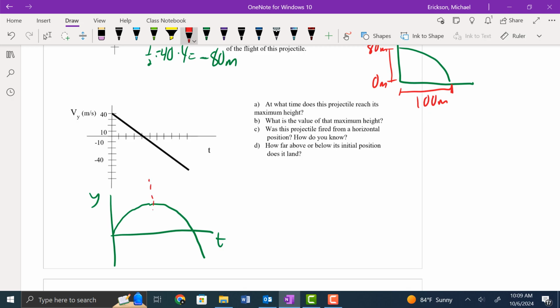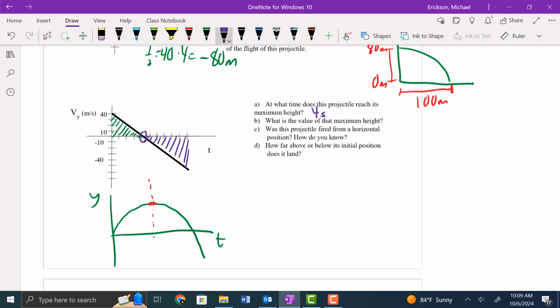Now I know on my y versus t graph, this is the highest it will be, but can I link it up here? So I should know that only this time period here I'm moving up. Anything after, I'm moving down. So at this time, which is 4 seconds, that's when I reach my maximum height.